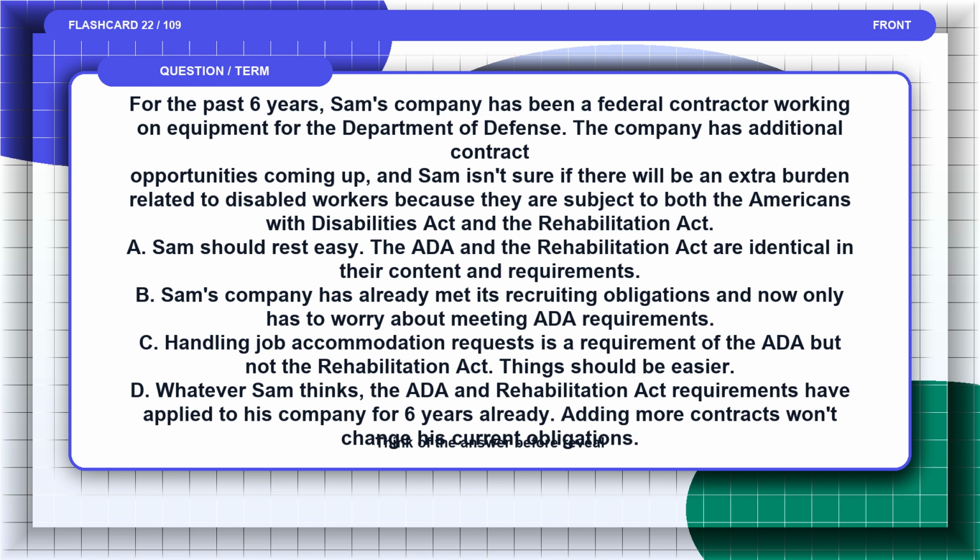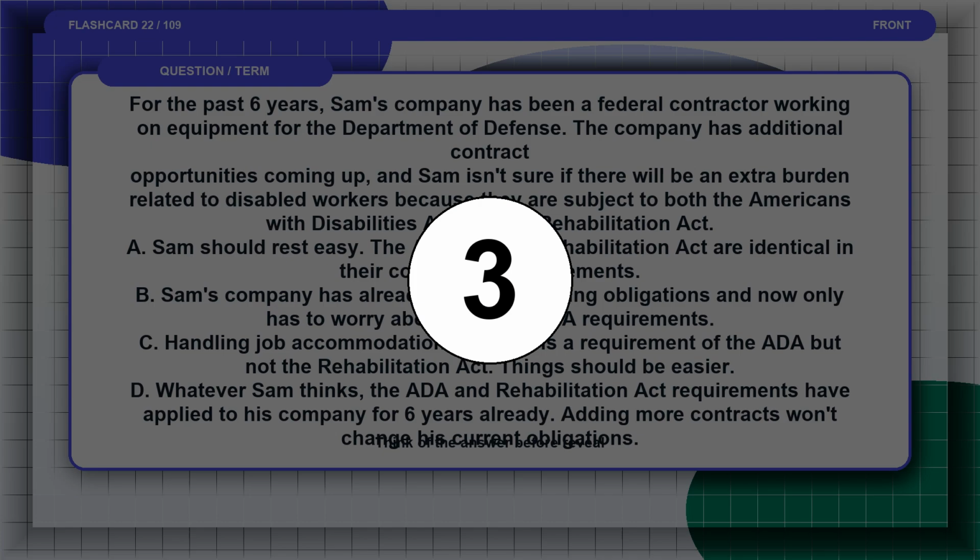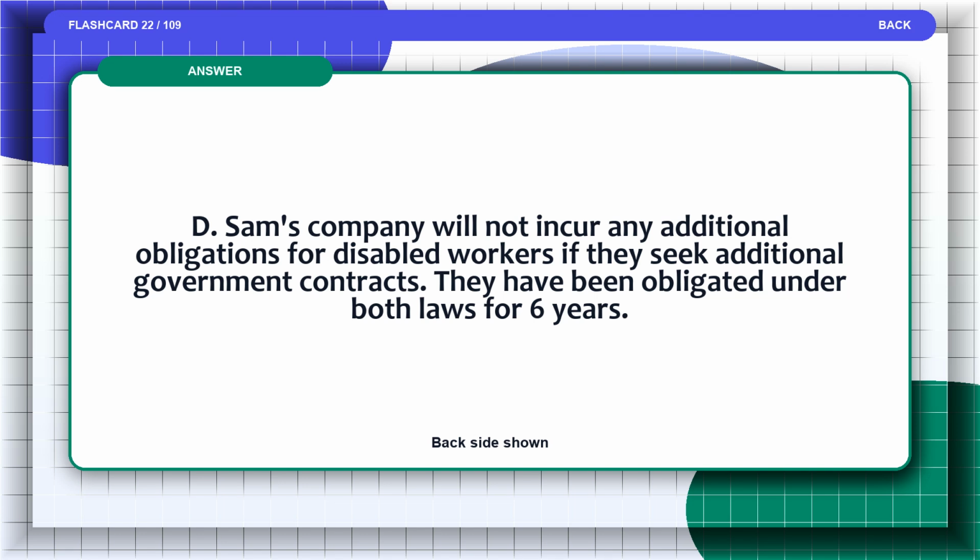Whatever Sam thinks, the ADA and Rehabilitation Act requirements have applied to his company for 6 years already. Adding more contracts won't change his current obligations. Pause and think of the answer before the reveal. The answer is: Sam's company will not incur any additional obligations for disabled workers if they seek additional government contracts. They have been obligated under both laws for 6 years.